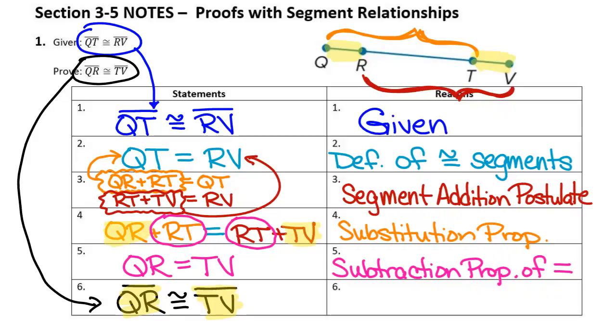All right. Last reason. We have all of our statements written. When I look at statement 5, it looks almost like statement 6. What's the difference between statement 5 and statement 6? There's a congruence symbol now. What else is different? We've got that segment notation down here. Here we're talking about the lengths of the segments being equal. And here we're talking about the segments being congruent.